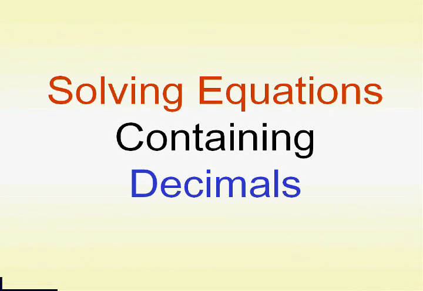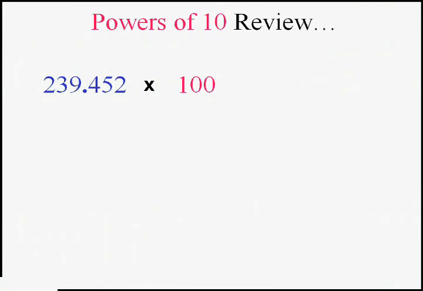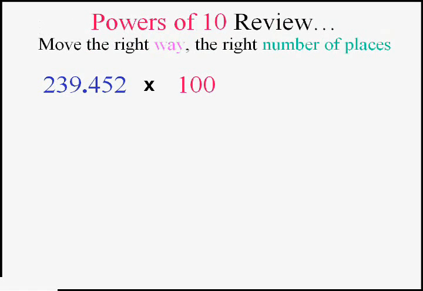I want to show you a way to master equations that are quite complicated, containing decimals. Now we're going to have to begin by reviewing some old information. It's not the worst thing to do. Remember the trick for multiplying and dividing by powers of 100? Well, in this case, multiplying by 100, I'm going to go to the right because it is multiplication, 2 places, because there's 2 zeros. And I'll have the answer.